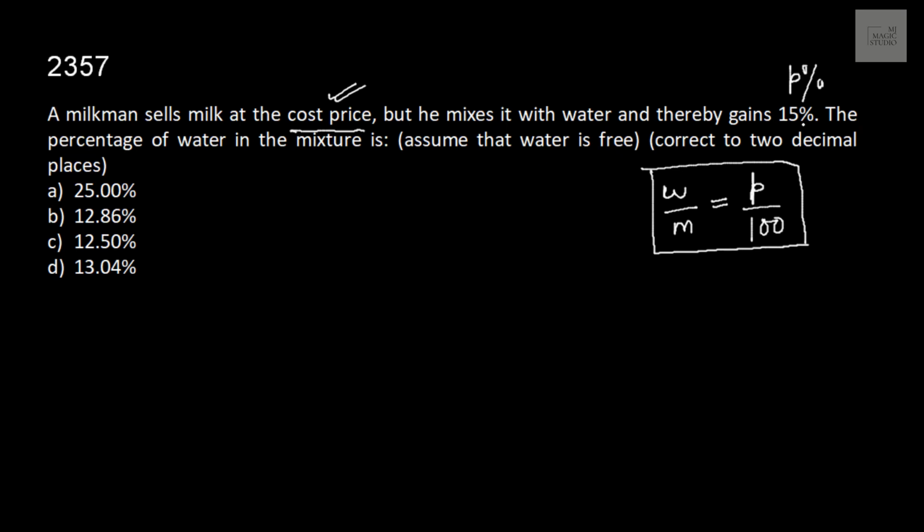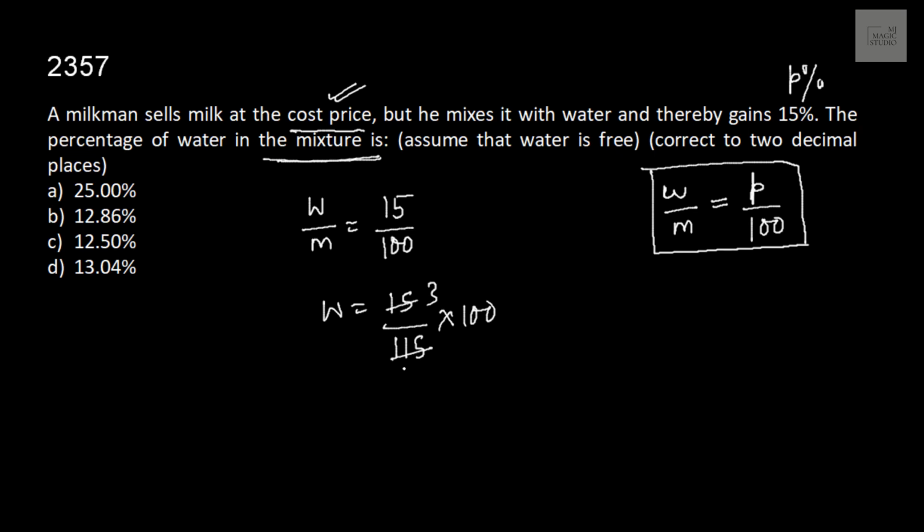Now he has made a profit of 15%. That means water to milk is 15 by 100. The percentage of water in the mixture is 15 by 100 plus 15, that is 3 by 23, and 3 by 23 will come around 13.04%. That features in option D straight away.